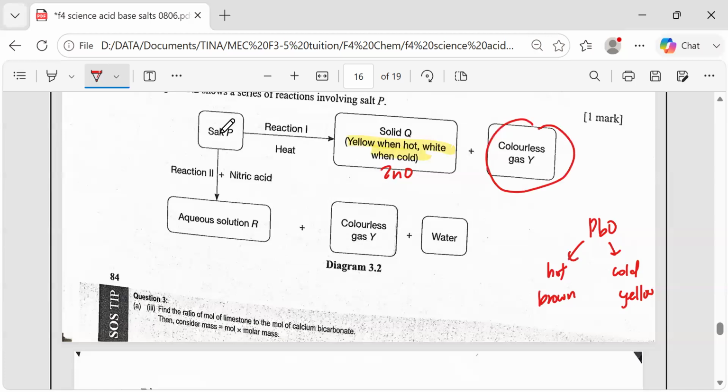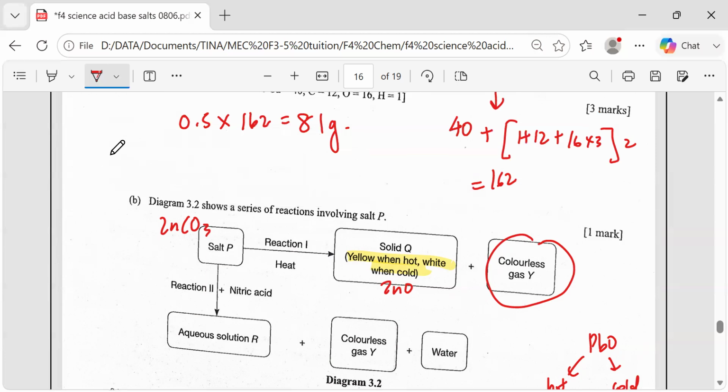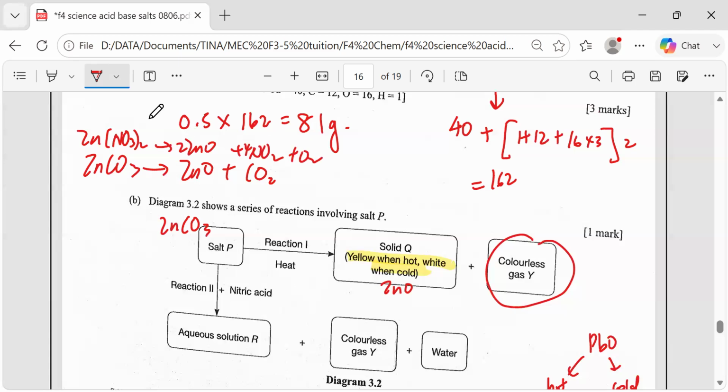a colorless gas. Colorless gas means it's a carbonate. So this one has to be zinc carbonate. There's no reaction that releases hydrogen. There are only two kinds of reaction. You heat up zinc carbonate, it forms zinc oxide and carbon dioxide. You heat up zinc nitrate, you get zinc oxide, but you also get nitrogen dioxide and oxygen. Nitrogen dioxide is brown. Oxygen is colorless. So if there's only one colored gas, it's carbon dioxide, definitely. If there are two gases, then it's a nitrate. Can you see the difference?